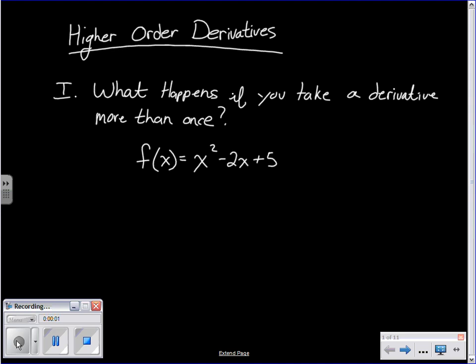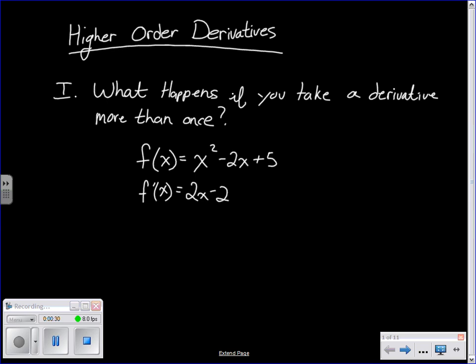In this lesson, we're going to talk about how to find higher order derivatives. So the big idea here is really the question, what happens if you take a derivative more than once? If I have a function like f of x equals x squared minus 2x plus 5, and I took the derivative, so f prime of x, using power rule, I'm going to get 2x minus 2. And then remember, the derivative of 5 is just 0.